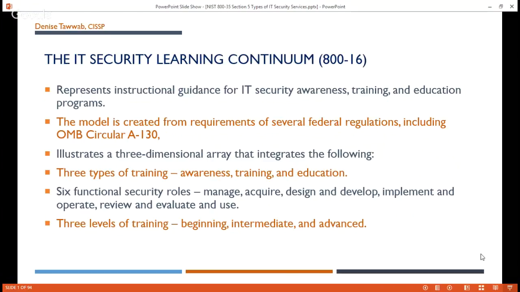It illustrates a three-dimensional array that integrates the following 3 types of training: awareness, training, and education. And there's 6 functional security roles: manage, acquire, design and develop, implement and operate, review and evaluate, and use. 3 levels of training are beginning, intermediate, and advanced. This is your IT security learning continuum.